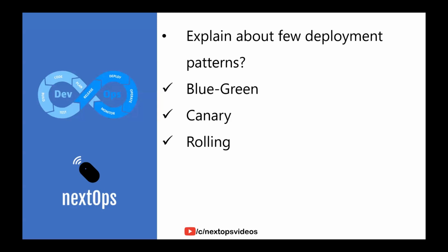Rolling is like you deploy version 1 to a certain percentage of the infrastructure and you leave the rest of the infrastructure as it is. Let's say, for example, you have 4 machines which are running the version 1 application.